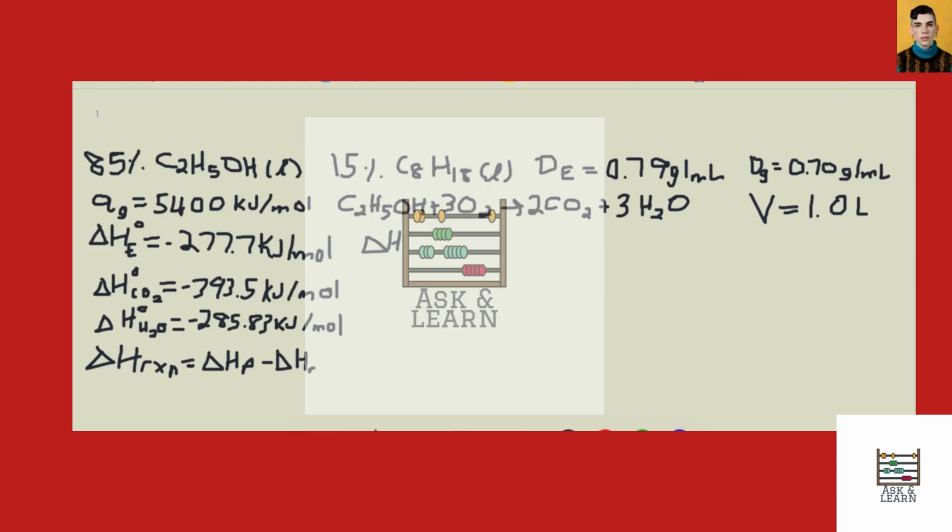So delta H is equal to 3 times negative 285.83, plus 2 times negative 393.5, minus negative 277.77, and the delta H for oxygen is 0 because that's an element at standard state. And we're going to solve this.